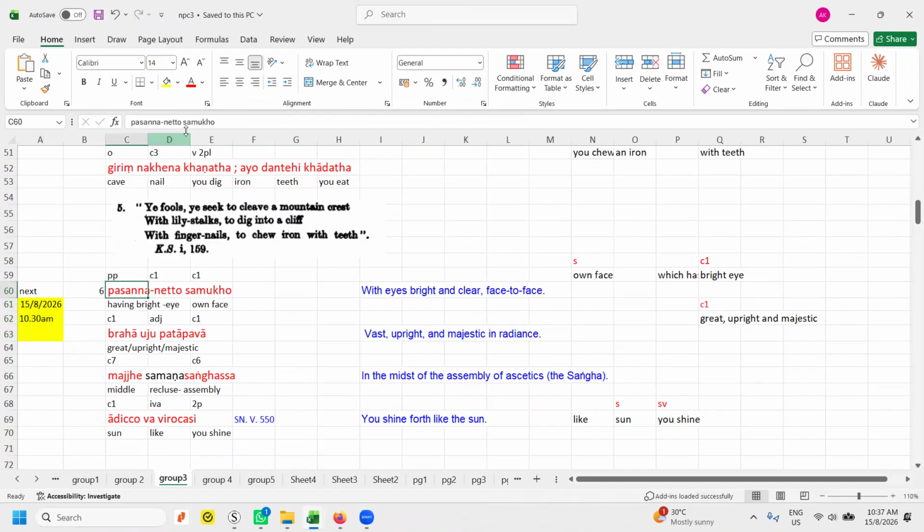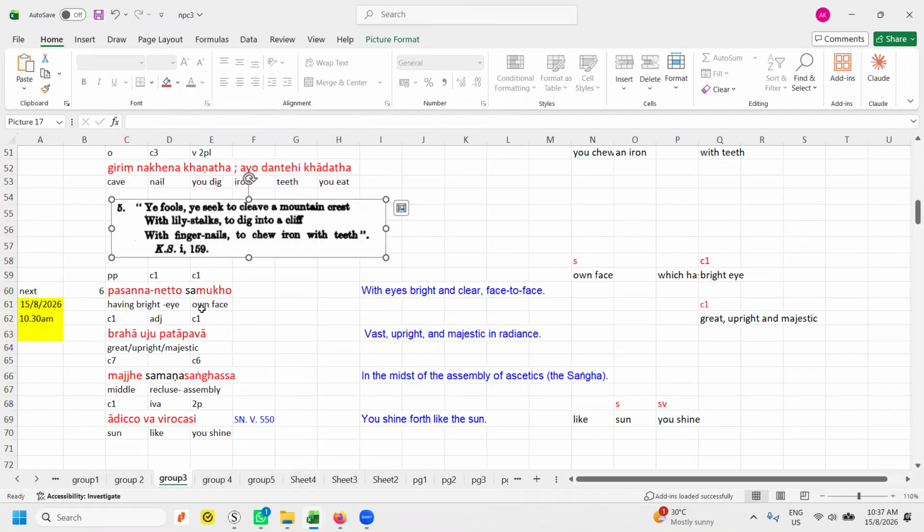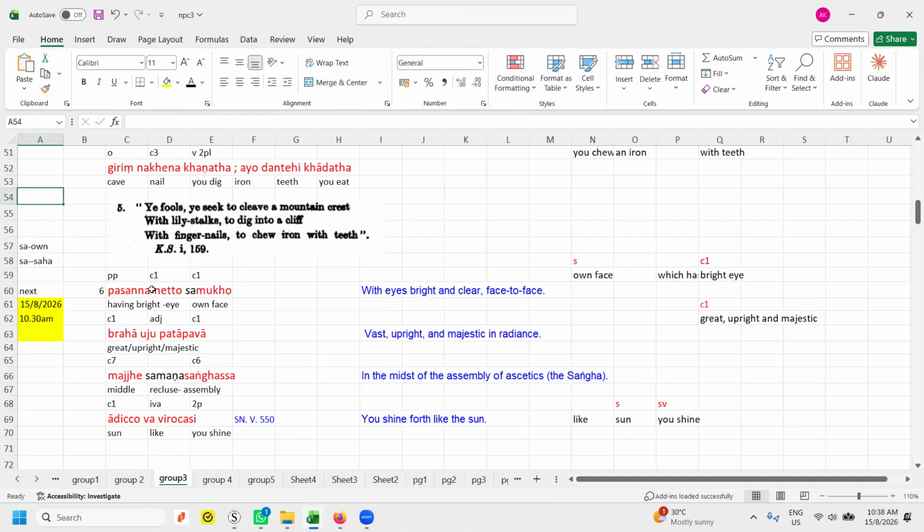Means we look at here. This is a compound. That means muka in this case will replace sa. You must remember sa normally we will take own. Then sometimes the sa is indicating saha. So in this case, you have to see carefully. So in this case, it is own face.